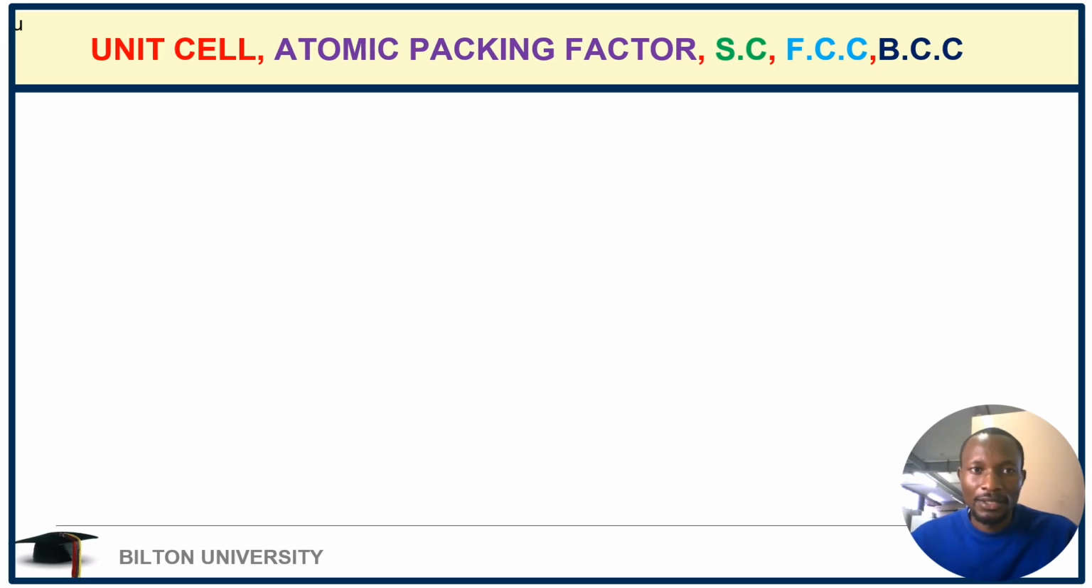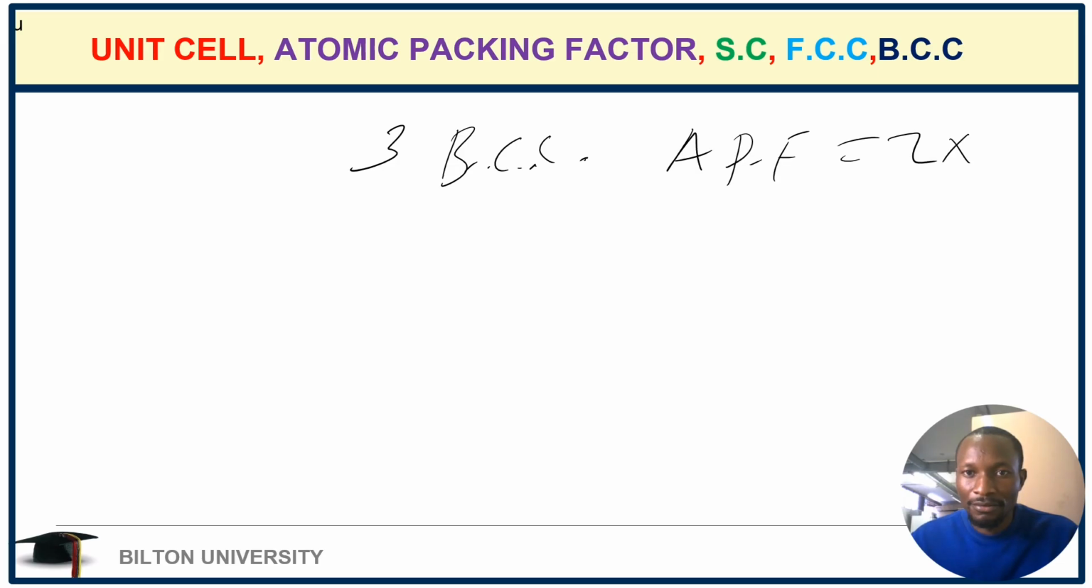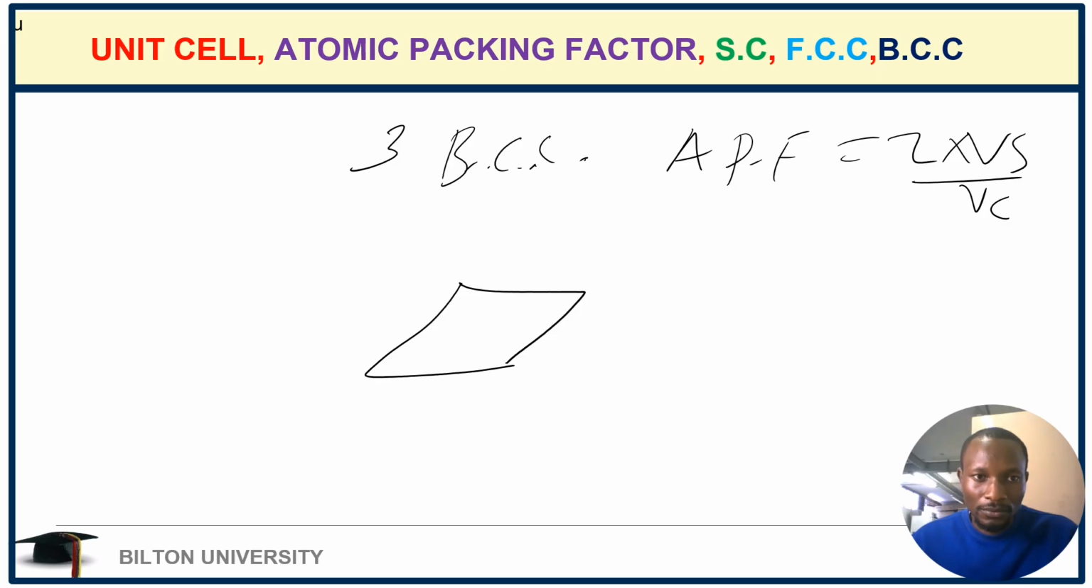Now let's look at BCC. So our third one is BCC. In BCC, we're still going to look at atomic packing factor, which is Z times Vs over Vc, and let's draw and see how it looks. This is our cube. So there are 8 atoms, 1 in each corner.